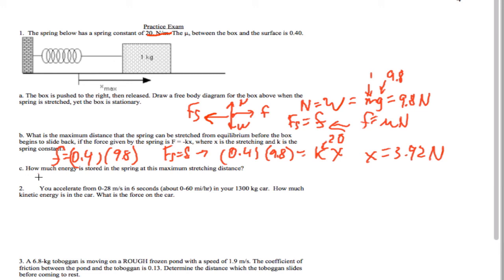Finally, how much energy is stored in the spring? E elastic is 1/2 kx squared. That's going to be 1/2 times 20 times 3.92 squared, and that's going to work out to about 153.7 joules.